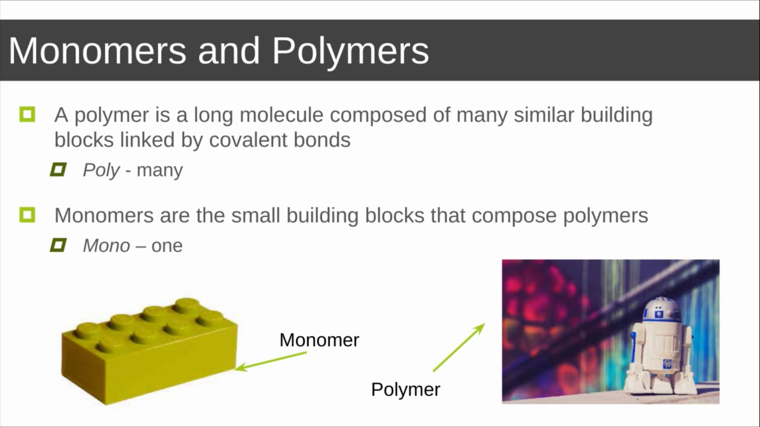You can think of a single Lego building block, right? That would be considered a monomer, and then when you make your building or structure or whatever it is with those Lego blocks, that would be considered a polymer because it's made up of so many of those similar building blocks, right? So that's the main difference between monomers and polymers.